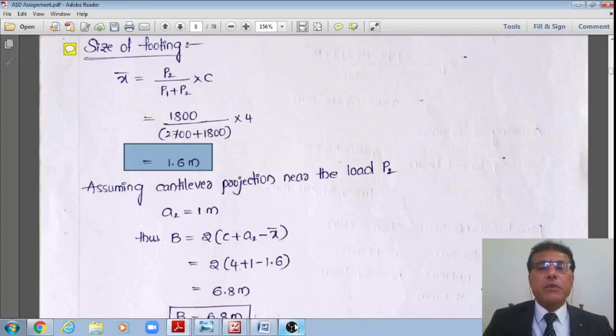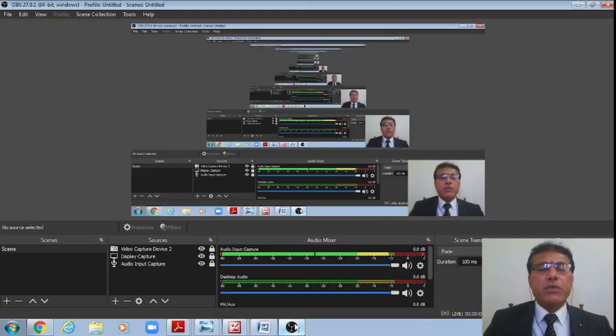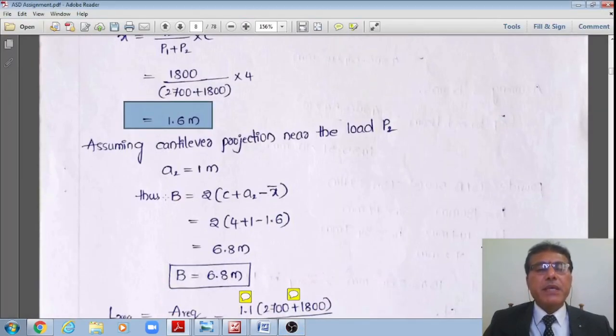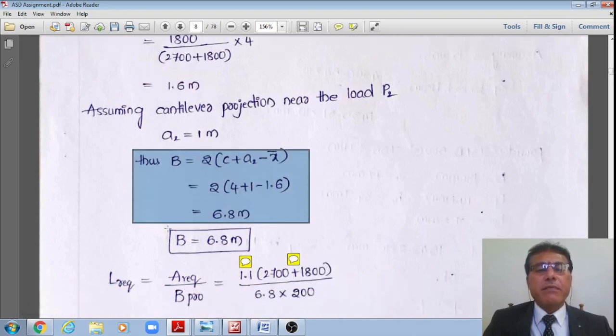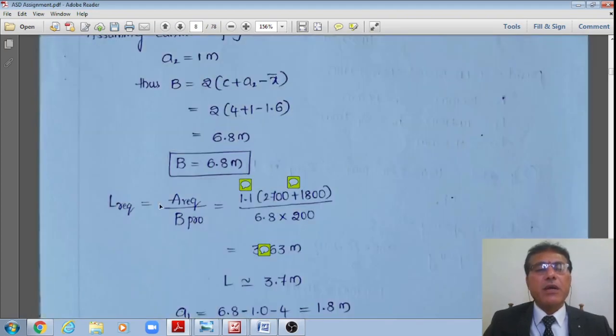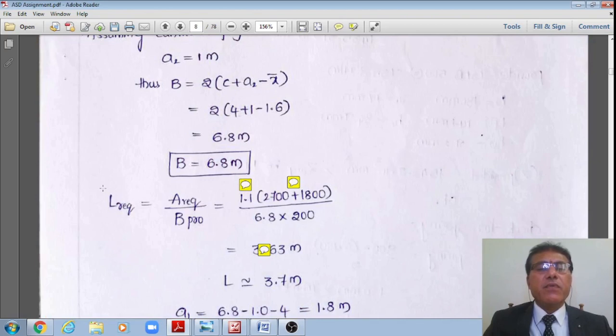Now, assuming a cantilever projection near the load P2, the right side load P2, under that load A2 is equal to 1 meter. Then B, the width of the footing, is equal to 2 multiplied by C plus A2 minus X bar. Substituting the values, I'll get 2 multiplied by 4 plus 1 minus 1.6, or say 6.8 meter. Width is 6.8 meter.